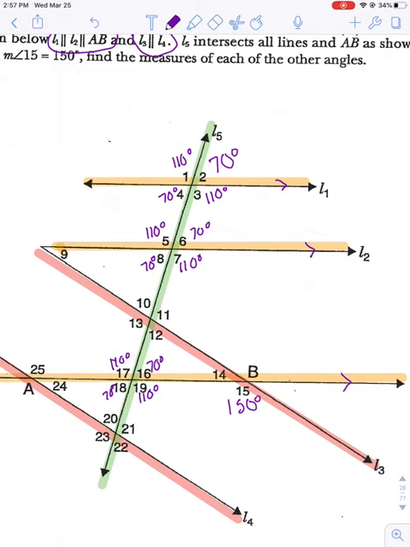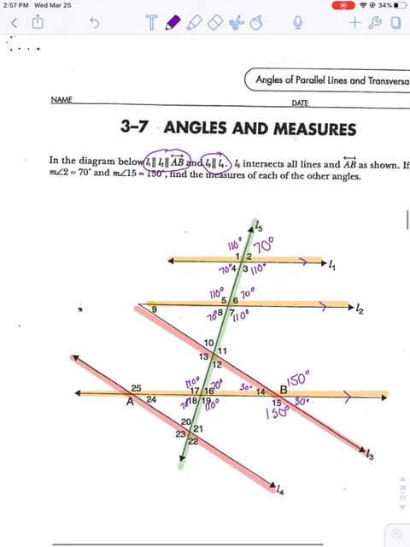I think I will look at my angle 15, my 150 degrees, and fill out what I can there. So 150 is vertical to, there's not really a label there, but to that angle I just labeled. So those are vertical angles, and the other two must be supplementary. So this is 30 degrees and 30 degrees because they make a straight line.